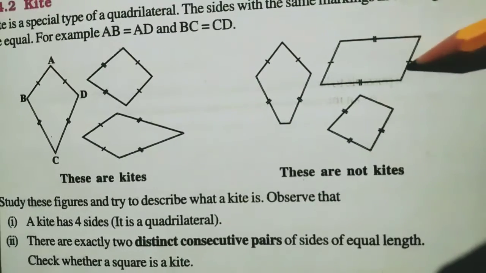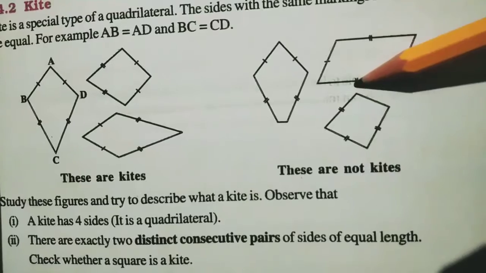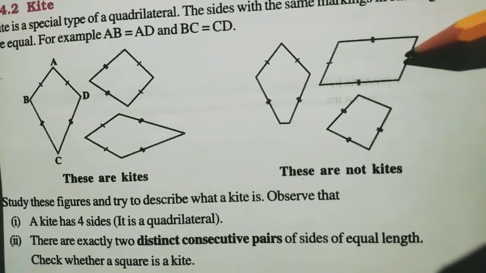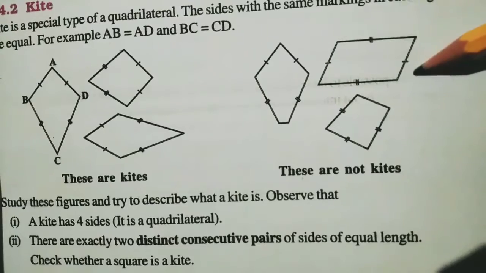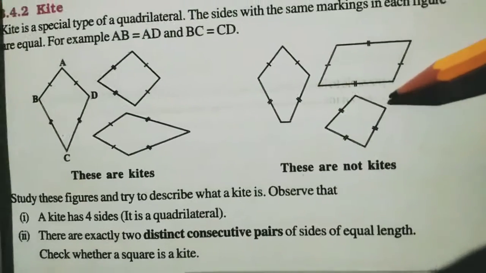Here you can see this side is equal to this side and this side is equal to this side. Okay, but opposite sides are equal, not consecutive sides. So it is not a kite, it is also not a kite, so these are not kites.